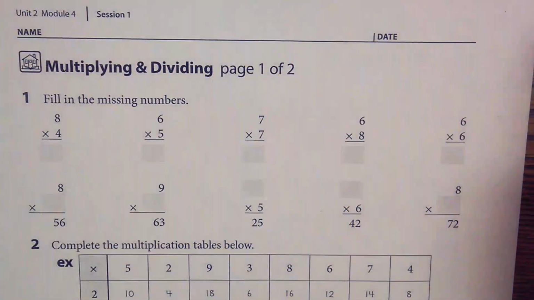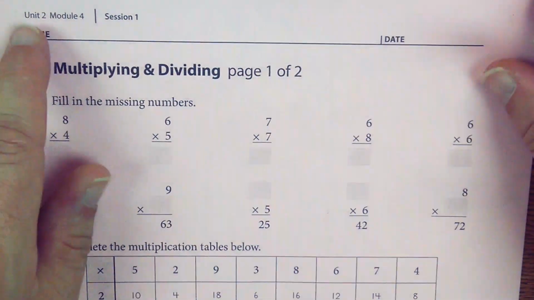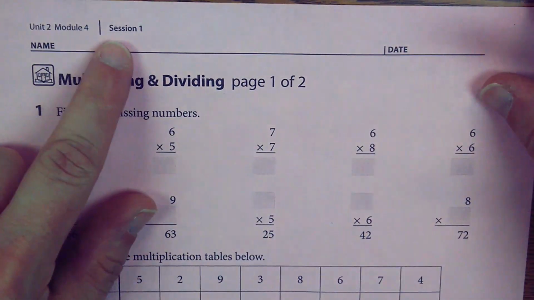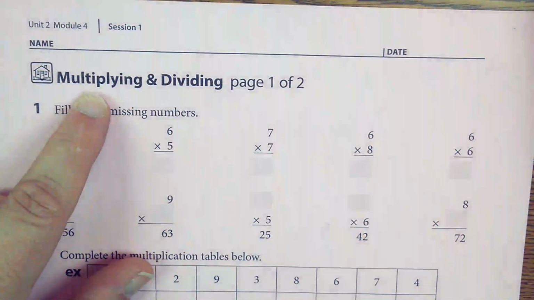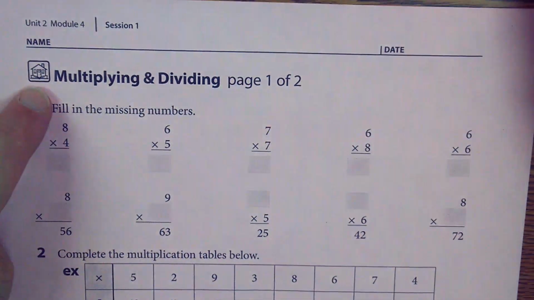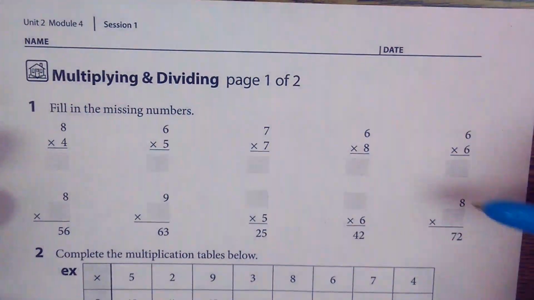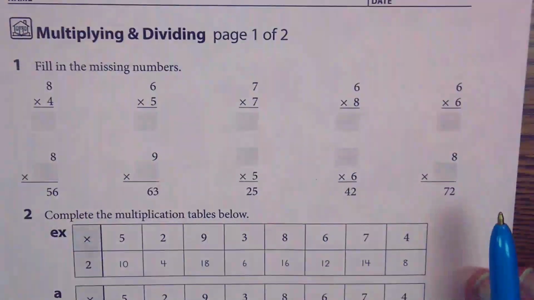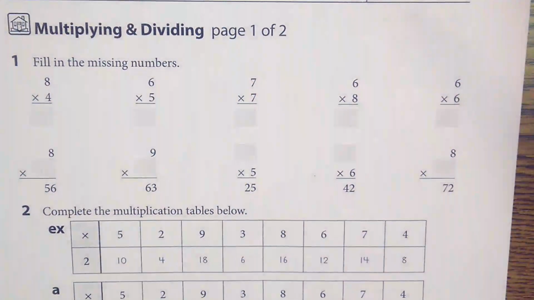If you're watching this video, that probably means you're holding a paper that looks like mine, where it says Unit 2, Module 4, Session 1, and the title of this assignment is Multiplying and Dividing. Little house there because this is a home connection. It is homework. This first part is going to be really hard for me to help you with, but I can just give you a couple clues.